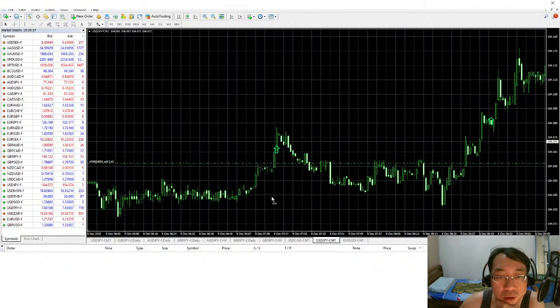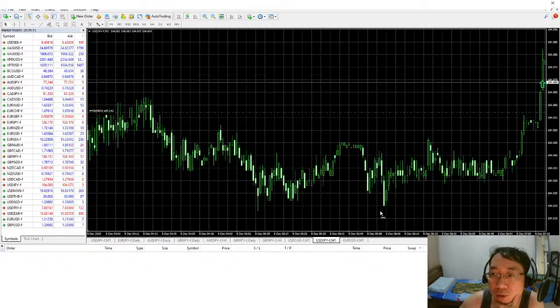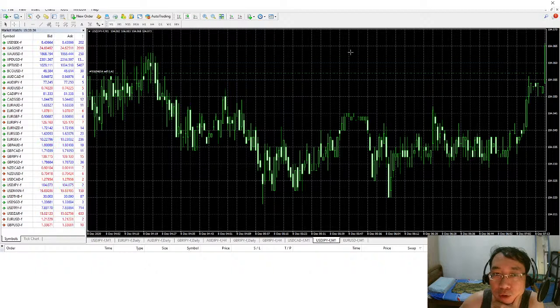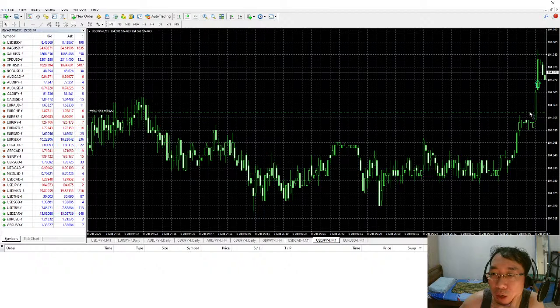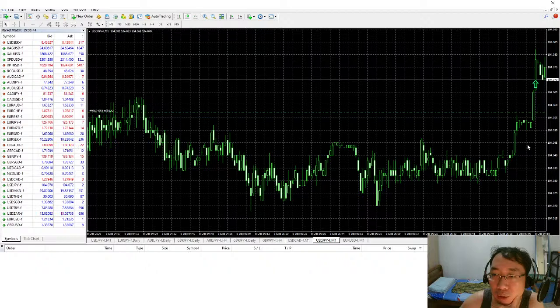Okay, so I looked at this. It looked like a breakthrough because from here, so this was a breakthrough, right? Yeah, a breakthrough of the resistance zone here. So it broke through and I entered a buy trade here. So I probably put my stop loss around here if I'm not wrong.